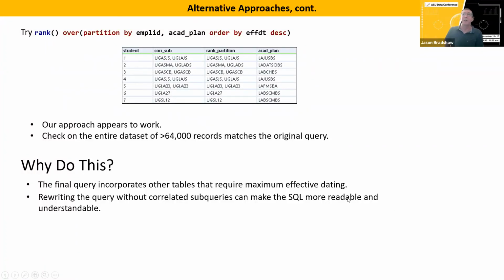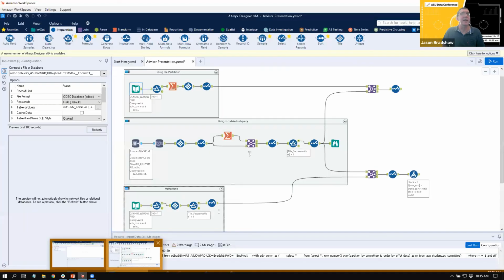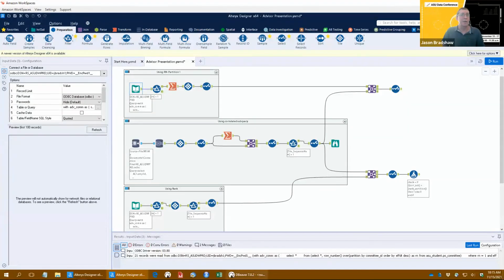Going back to this first bullet point here, since we're going to be using several tables, you can apply this rank and row number functionality in what are called common table expressions. And you can use those to replace correlated subqueries within a larger query. I'll show you exactly what the SQL looks like in a correlated subquery here.